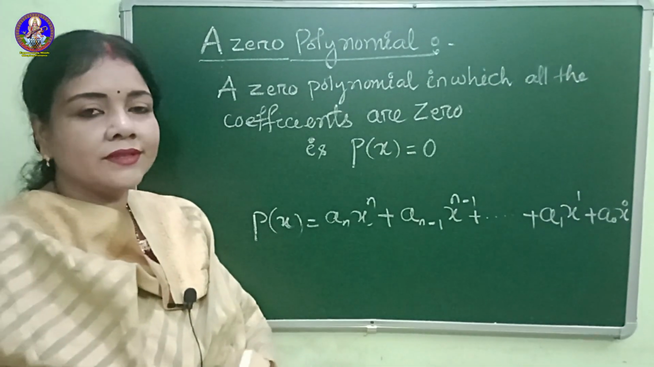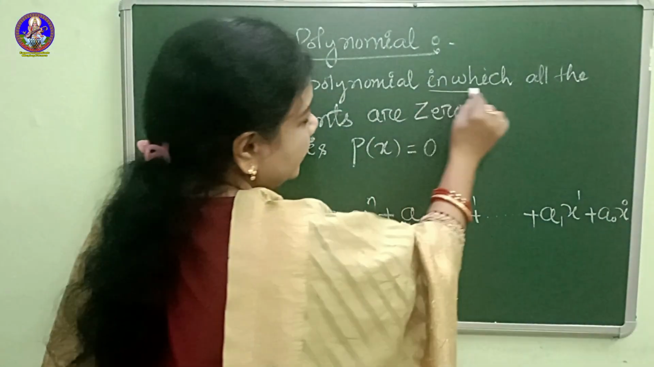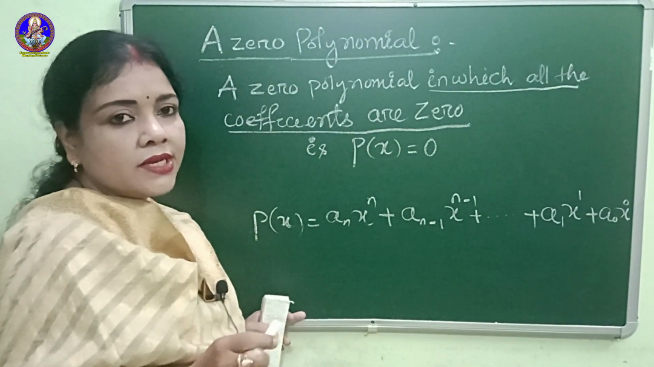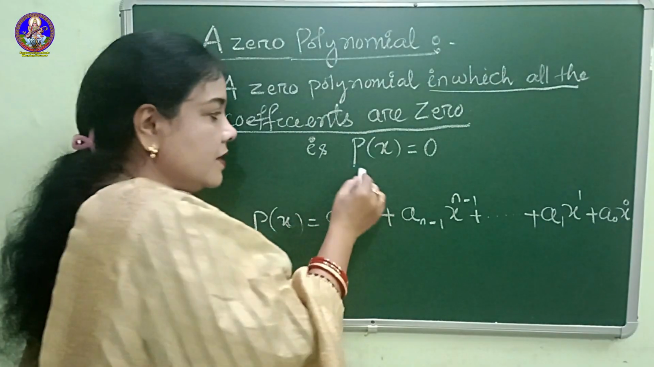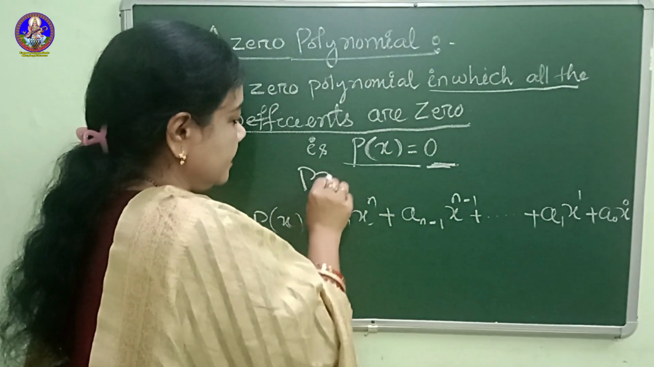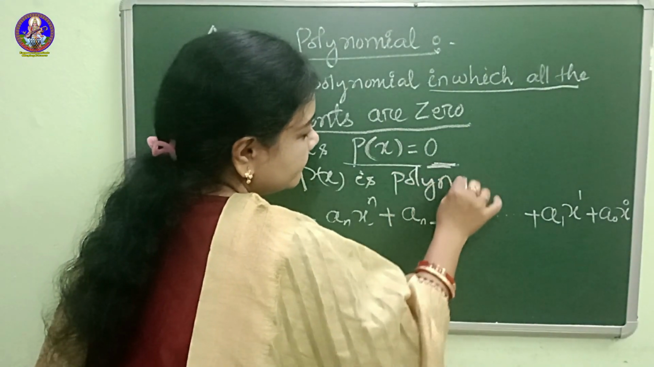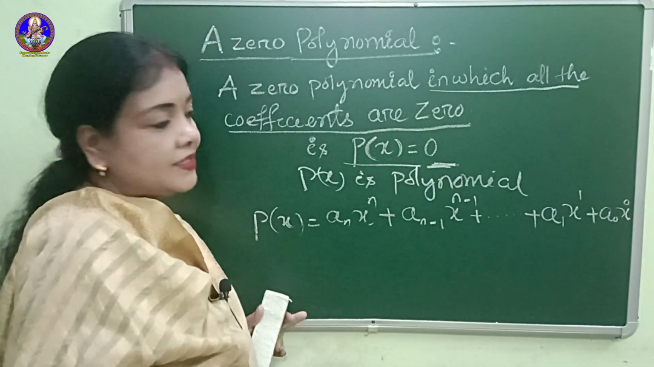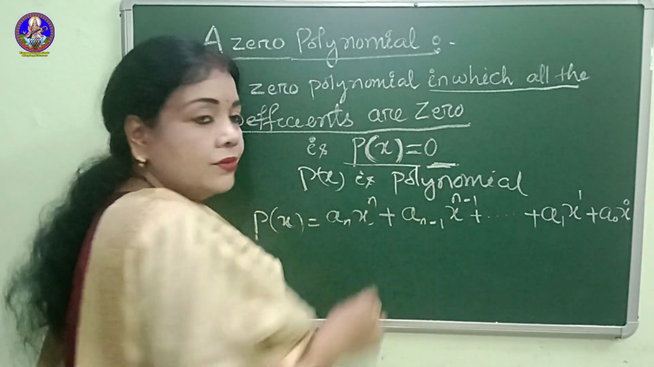Let us discuss zeros of a polynomial. A zero polynomial is one in which all the coefficients are zero. Coefficient means the integer which remains along with the variables. Suppose p of x is 0 here. Here p of x is a polynomial. We can denote p of x as a polynomial and we will find that p of x is equal to 0.